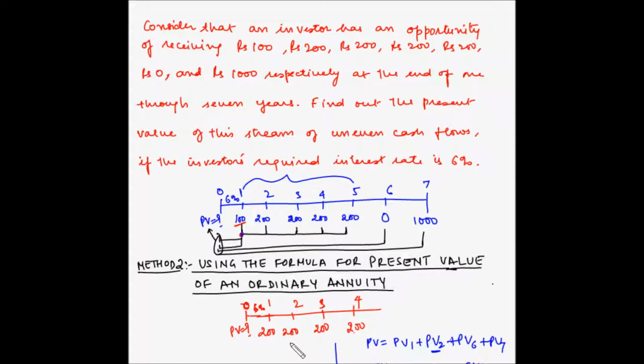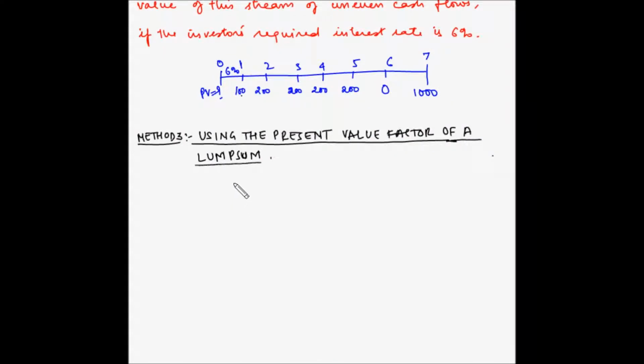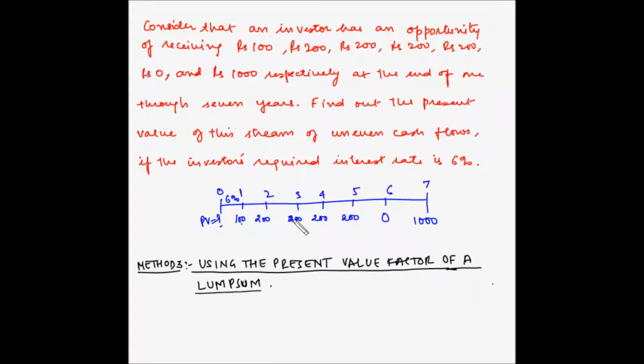Now let us look at the third method, which is to use the present value factor. The third method is to use the present value factor of a lump sum. Note that this is the present value factor of a lump sum and not for an annuity. We can't use the present value factor table of an annuity because we have an uneven cash flow. However, we can use the present value factor of a lump sum, considering that each of these cash flows is an independent lump sum amount which we are receiving at a future point in time.